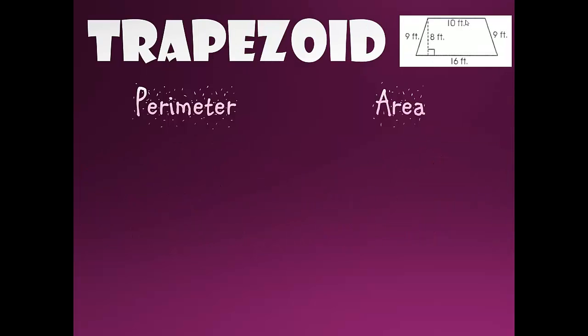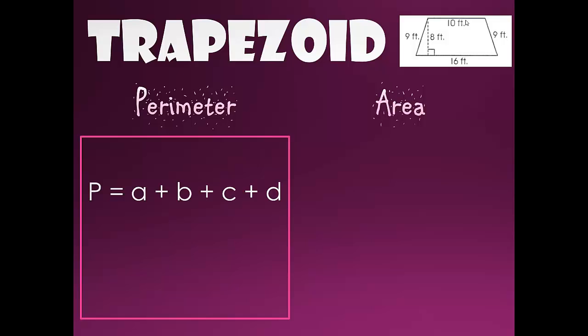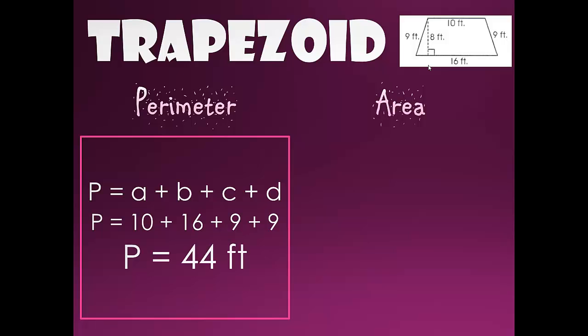Next, we're going to find the perimeter and area of a trapezoid. For the perimeter of a trapezoid, P equals A plus B plus C plus D, where A, B, C, and D are side lengths. Our side lengths for this trapezoid are 16, 9, 10, and 9. We will not use the 8 because that is not a side length. So P equals 10 plus 16 plus 9 plus 9. And when we add those up, we're going to get 44. So our perimeter is equal to 44 feet.